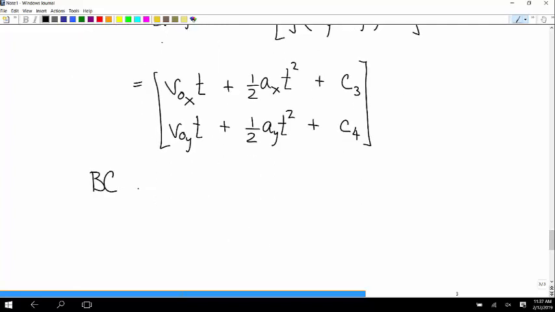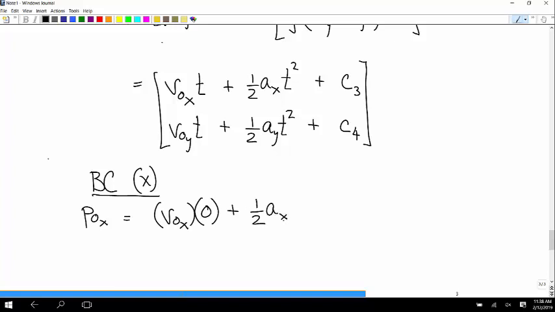So for x, the boundary condition says when time is equal to 0, p is equal to p0x. So p0x is equal to v0x times 0 plus 1/2 ax times 0 squared plus c3. So c3 is equal to p0x.